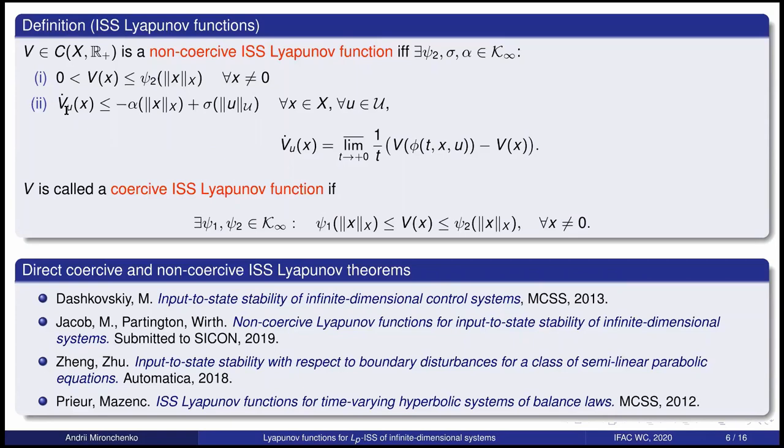If u is identically zero, then this term vanishes and the Lyapunov function decays to zero as time goes to infinity. If u is non-zero, then V decays as long as the state x has a norm which is large enough with respect to the magnitude of the input u. We say that V is a coercive ISS Lyapunov function if, in addition, it has a uniform bound from below of this form.